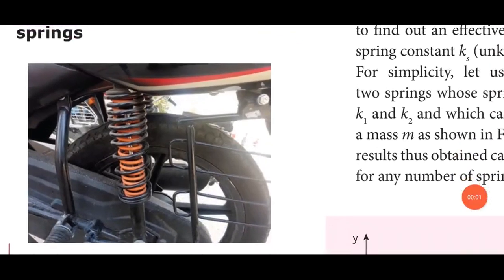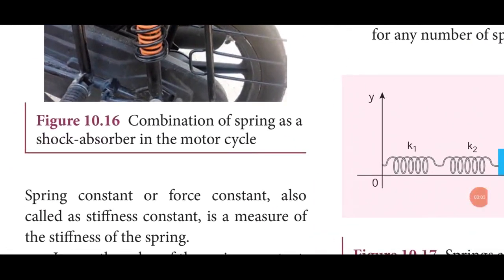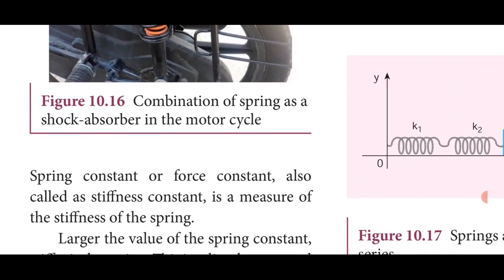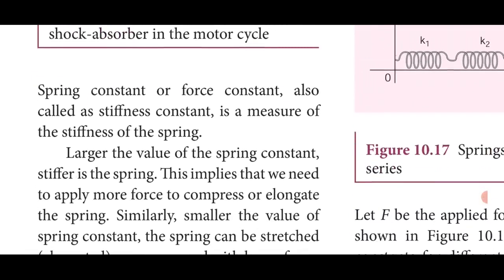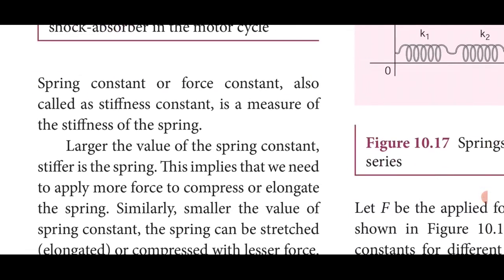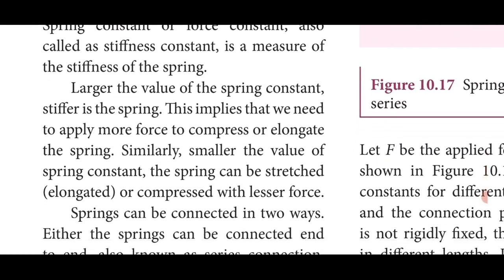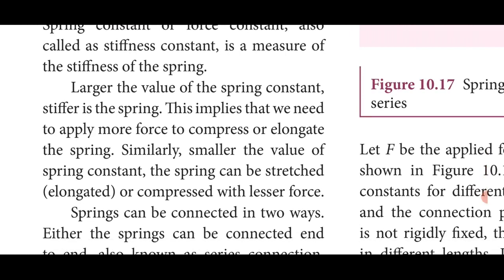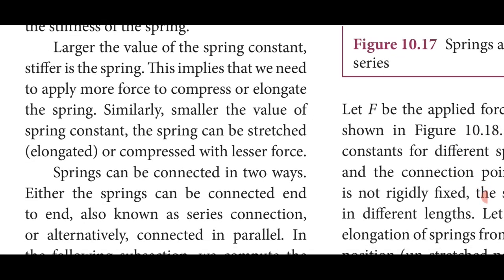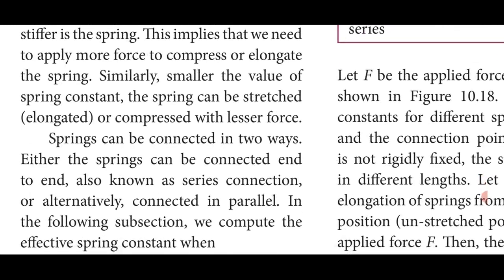Next we are going to discuss the combination of springs. We see springs in many places, for example the combination of springs as a shock absorber in motorcycles. The spring constant, or force constant, is also known as the stiffness constant. It is a measure of the stiffness of the spring. The larger the value of the spring constant, the stiffer the spring, which implies we need to apply more force to compress or elongate it. Similarly, the smaller the spring constant, the spring can be stretched or compressed with less force.